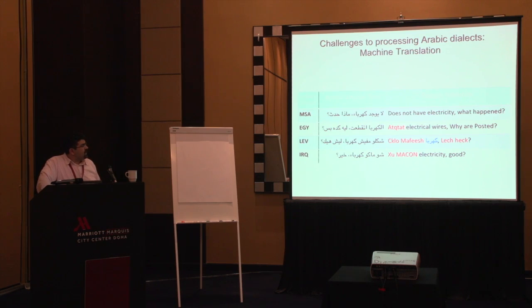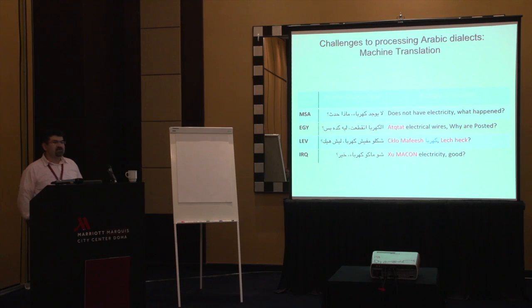To give a motivating example for why this is interesting to work on, try a sentence like this one, there isn't electricity, what happened, in standard Arabic, Egyptian, Levantine, and Iraqi, and run it through Google Translate. Google Translate is trained mostly on news data and data that people have already translated, and you need parallel data to do good statistical translation. The standard Arabic version looks decent. It's not completely fluent on the English side, but it's decent. The dialectal versions are just terrible. You really lose a lot of information, or you get very bizarre translations.